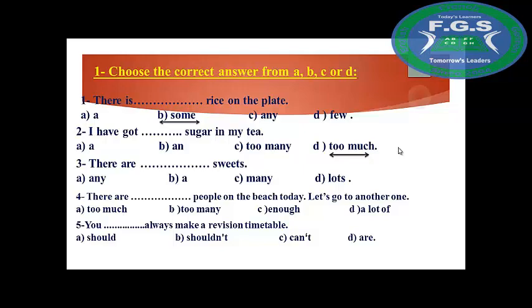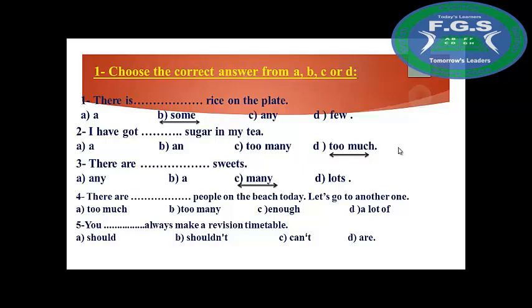Number 3. There are sweets. Any, a, many, lots. Sweets here are countable nouns. I can't say any sweets, because we use any in negatives and in questions. So can I use a? No, because a is for singular nouns. I have to use what? Lots or many? Yes, excellent, many. So we use many with countable plural nouns.